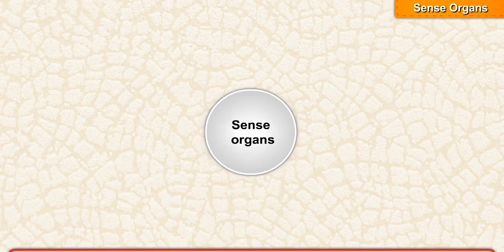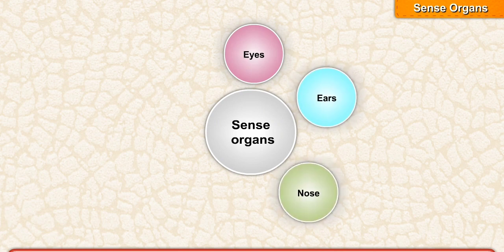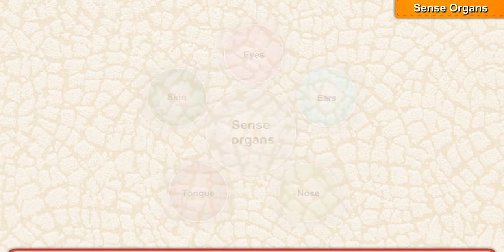Sense organs. Sense organs connect us to the outside world. There are 5 sense organs: eyes, ears, nose, tongue, and skin.